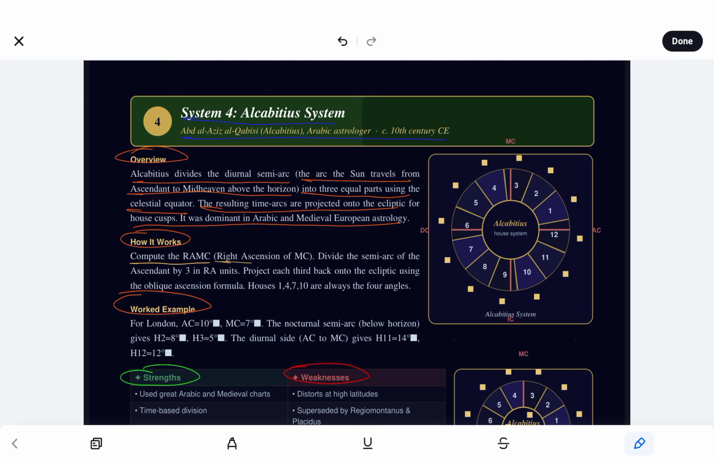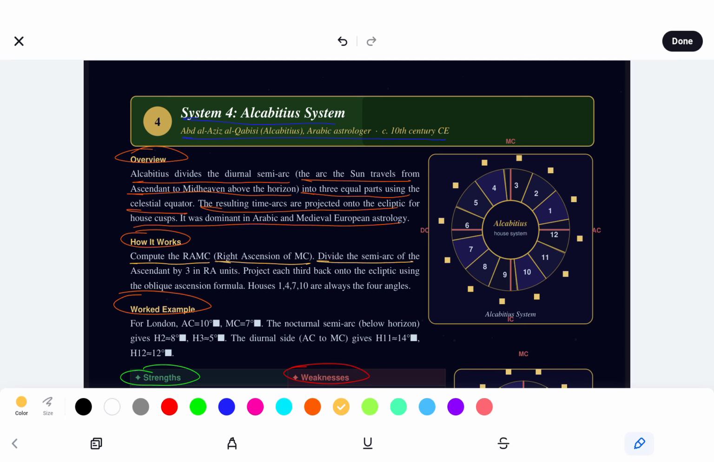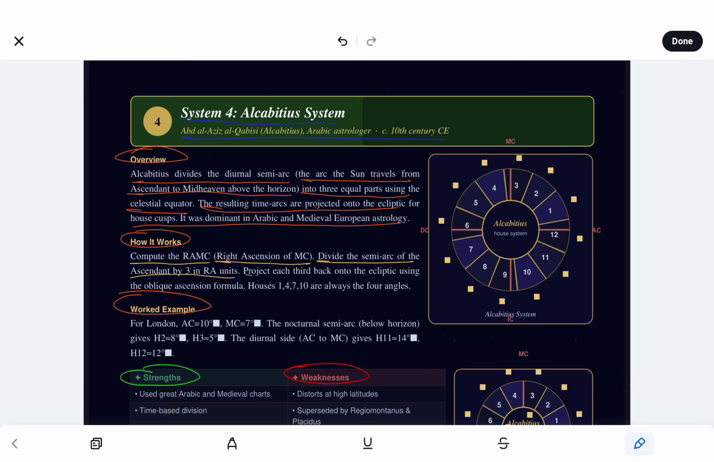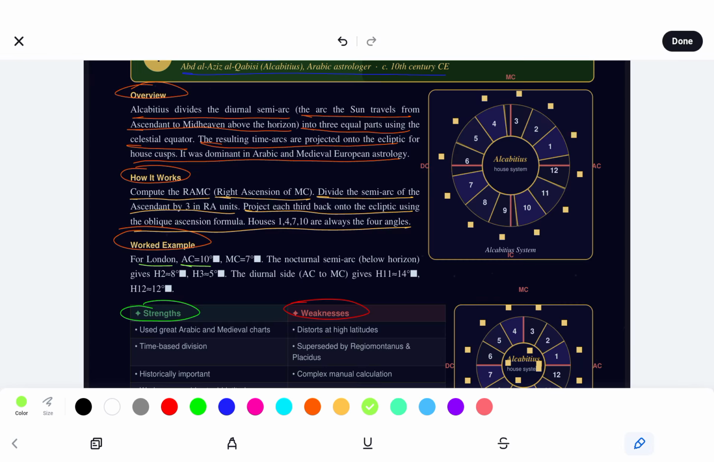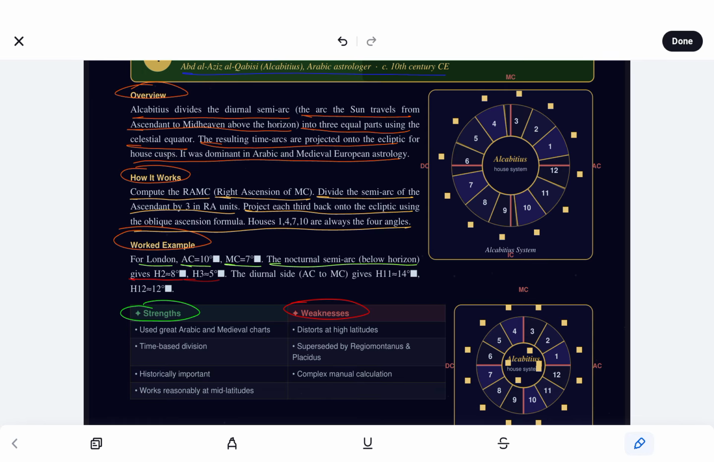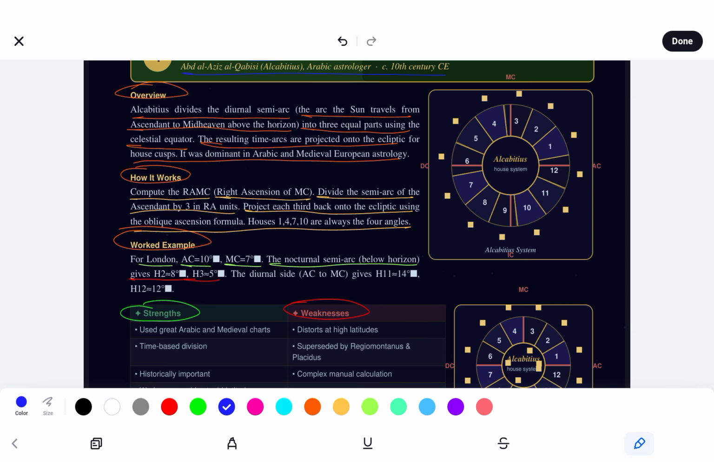Compute the RAMC, right ascension of the midheaven, divide the semi-arc of the ascendant by 3 in RA units, and project each third back onto the ecliptic using the oblique ascension formula. Houses 1, 4, 7, 10 are always the 4 angles. So, for example, for London, AC equals 10 degrees, the midheaven equals 7 degrees, the nocturnal semi-arc below the horizon gives H2 equals 8 degrees, H3 equals 5 degrees, and the diurnal side, AC to midheaven, gives H11 equals 14 degrees, H12 equals 12 degrees.